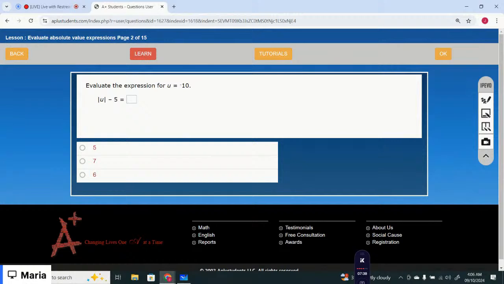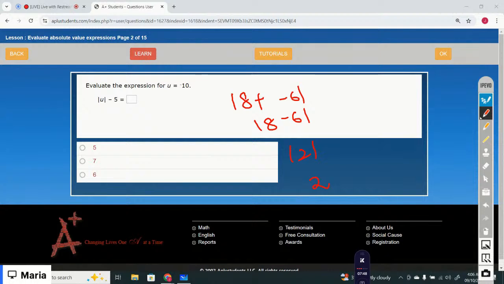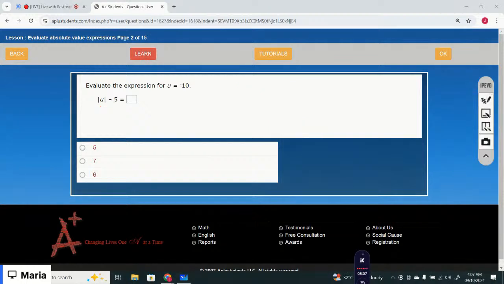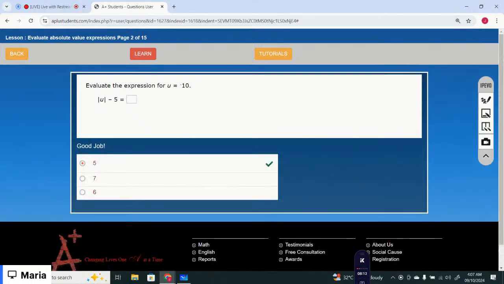Evaluate the expression for u equals negative 10. So just replace the u with the value, that is negative 10 minus 5. So the absolute value of negative 10, the absolute value of a negative number is always positive. So that is 10 minus 5. So 10 minus 5 is, very good, 5. The correct option is 5. Option number 1 is the correct option. Very good.